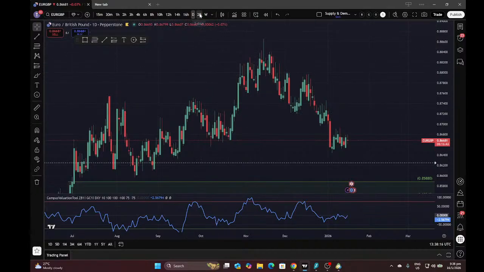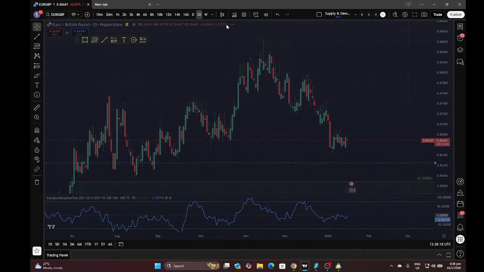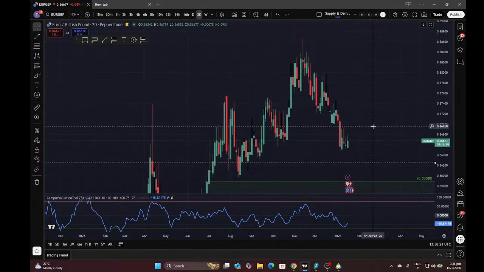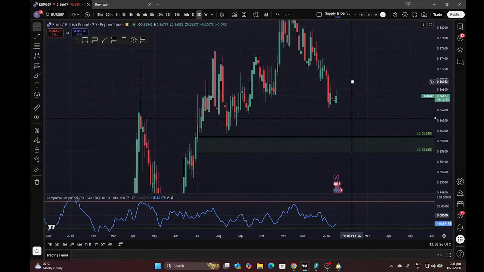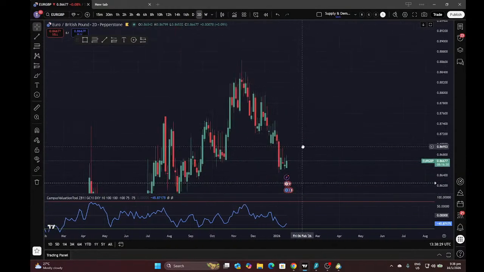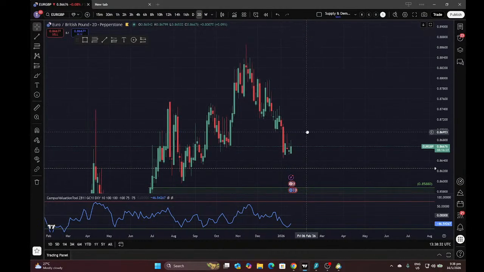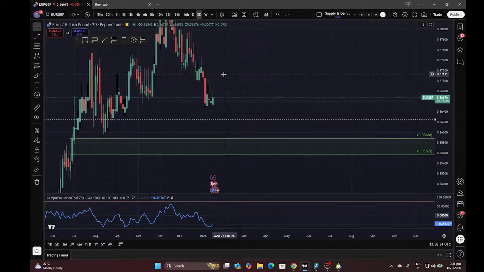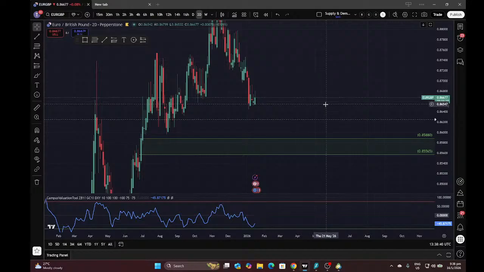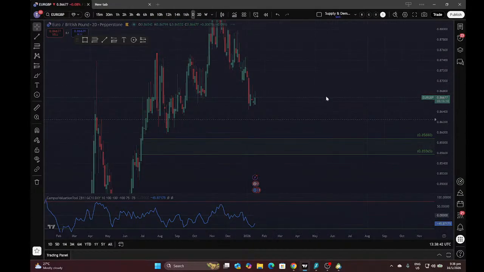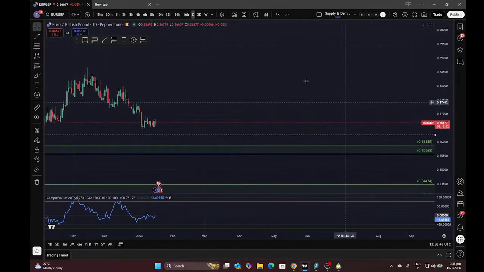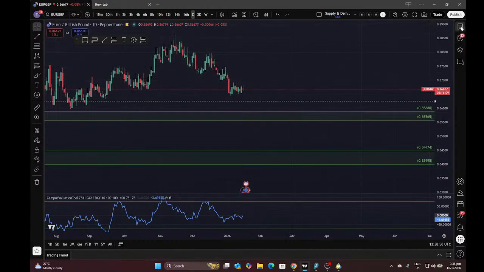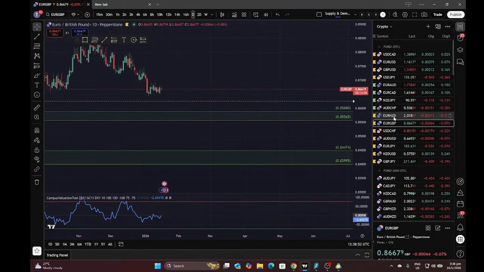I could move to the 2 days time frame just to see if my decision changes. Yeah, no, it's pretty much still the same. So I would say that euro pound is not even worth monitoring for now. We'll just leave it as it is, like this. We're not going to touch euro pound for a very long time.